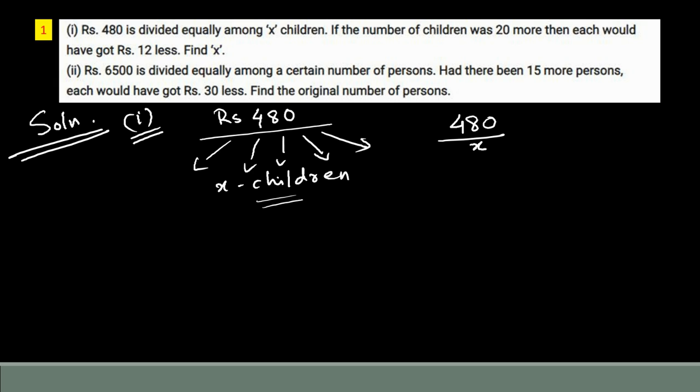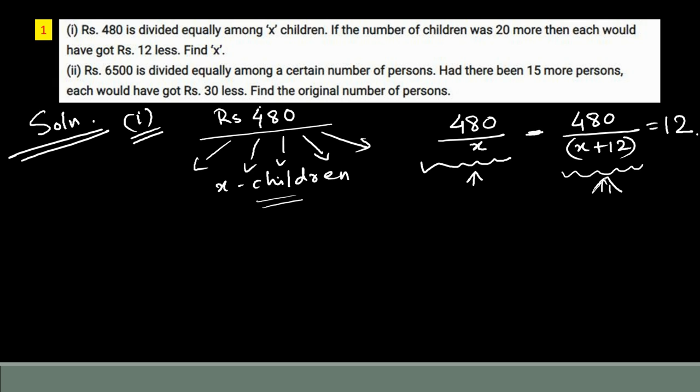Now, if the number of children was 20 more, then each would have got rupees 12 less. It is saying that if the number of children was x plus 20, then each child would have got 12 less than what they are getting now, which is 480 divided by x. And if it was x plus 20 children, they would have got this. They are saying that will be 12 less than what they are getting now. So we have to solve this equation.